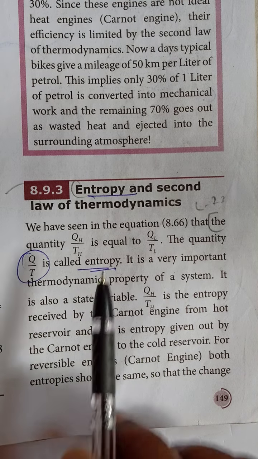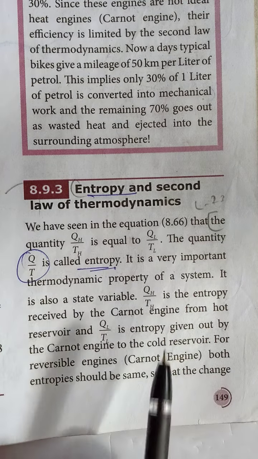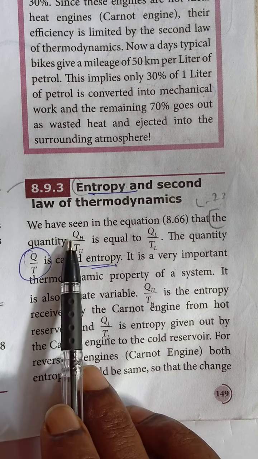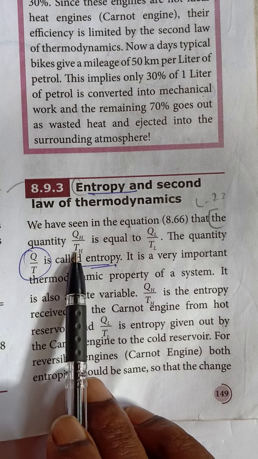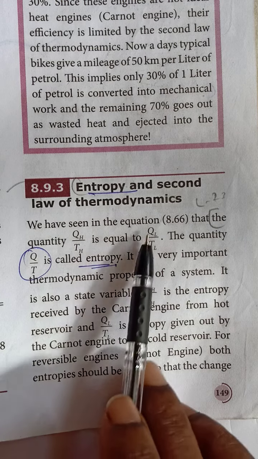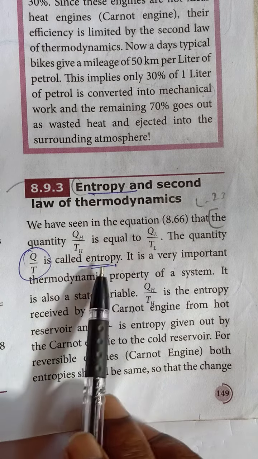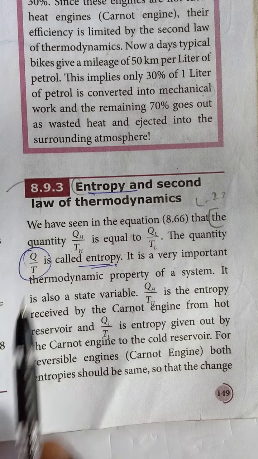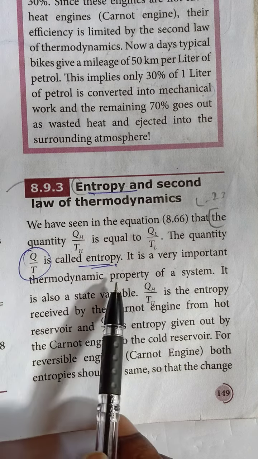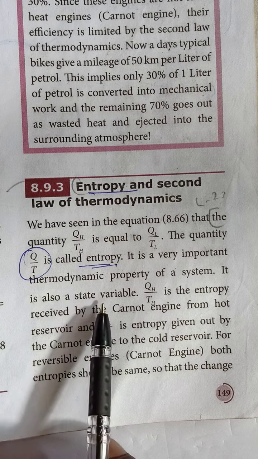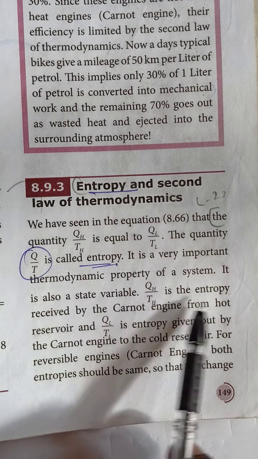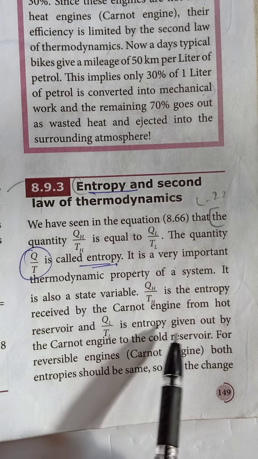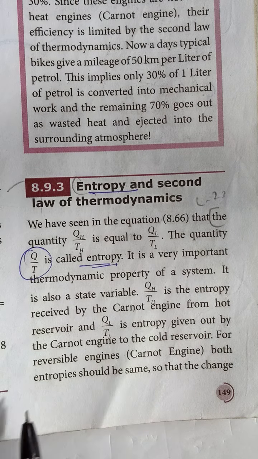The next topic is the second law of thermodynamics and entropy. Entropy means the quantity QH by TH, where Q is the amount of heat energy and T is temperature. The quantity QH by TH is equal to QL by TL, where Q by T is called entropy. So entropy means we divide the energy by the temperature. It is a very important thermodynamic property of the system. It is also a state variable. QH by TH is the entropy received by the Carnot engine from the hot reservoir, whereas QL by TL is the entropy given out by the Carnot engine to the cold reservoir. Clear?